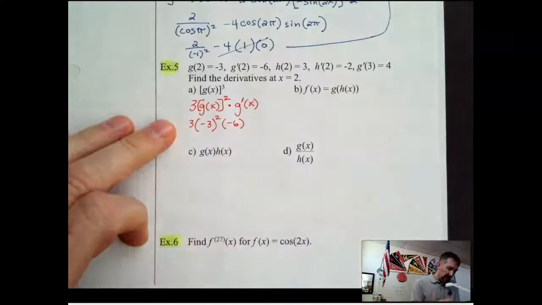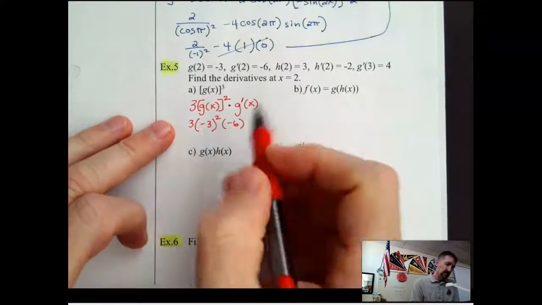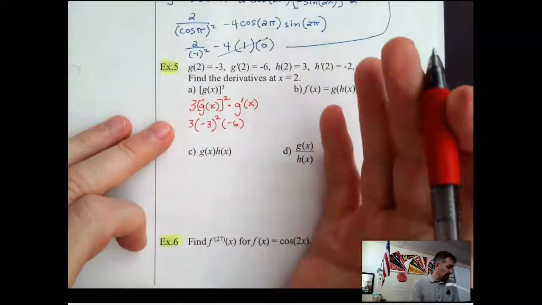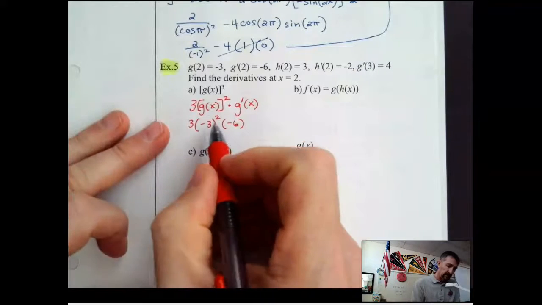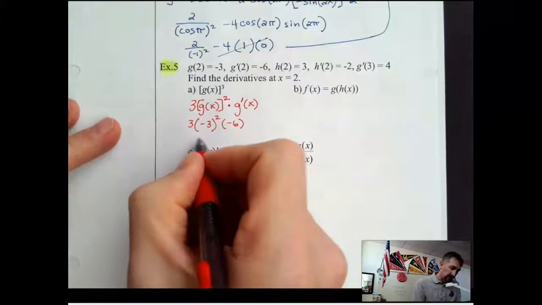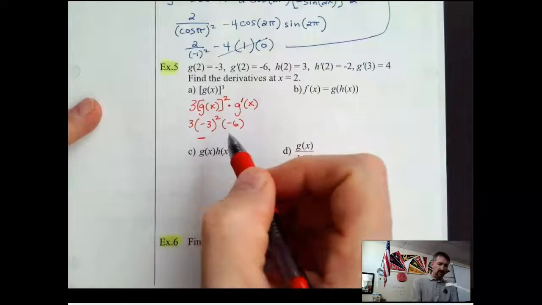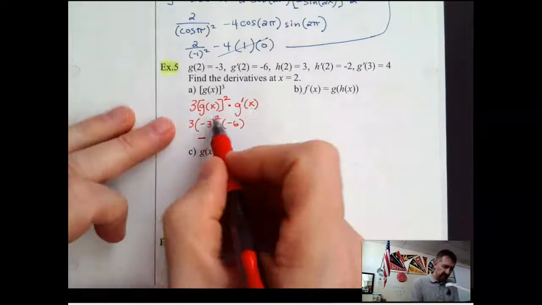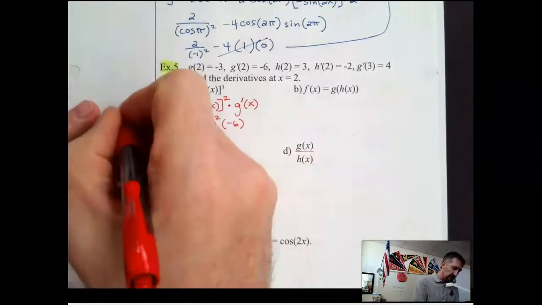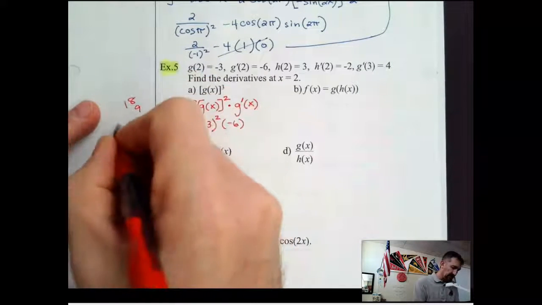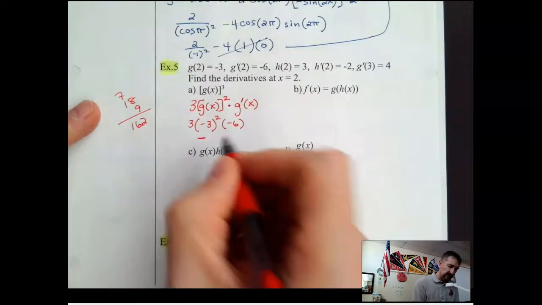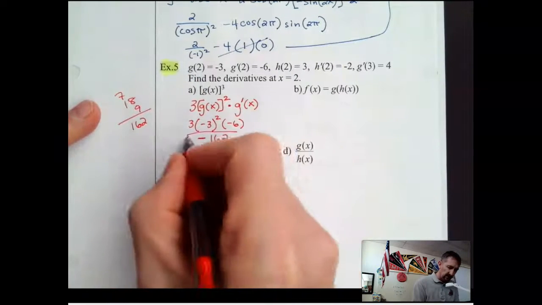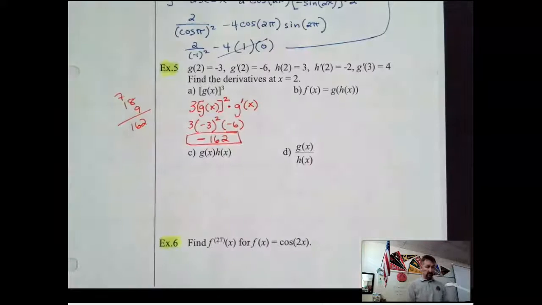So that's going to be 9 times negative 18. I think that works fine. So this is 9, this is negative 18. So 18 times 9, that's going to be 72, 162. There are other ways you could do that, but I think that's good enough. Okay.